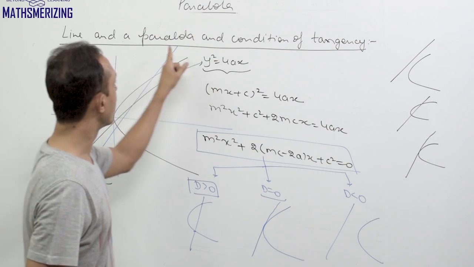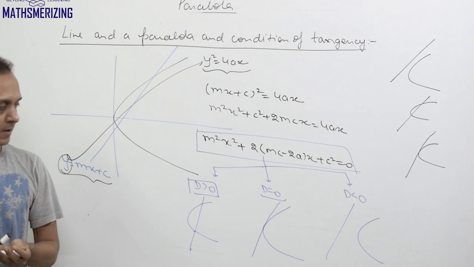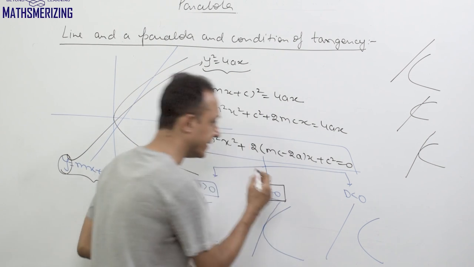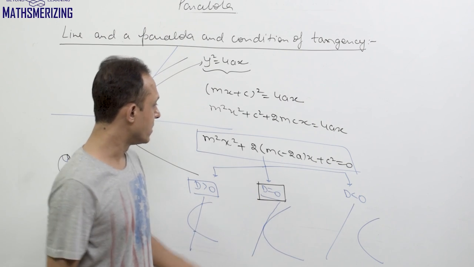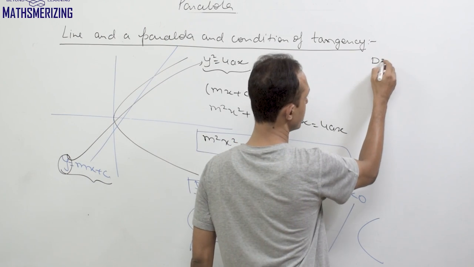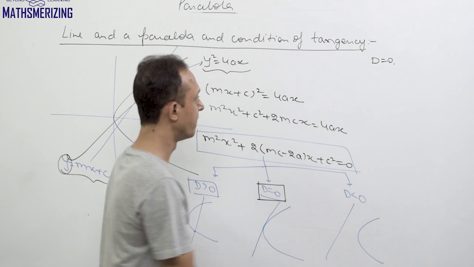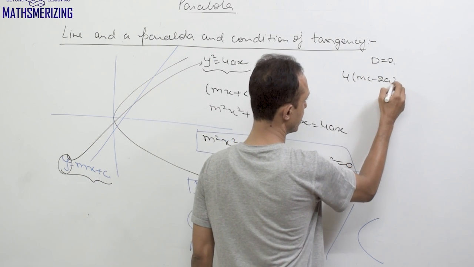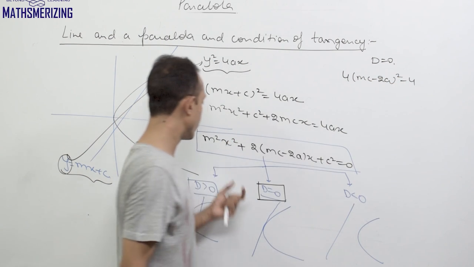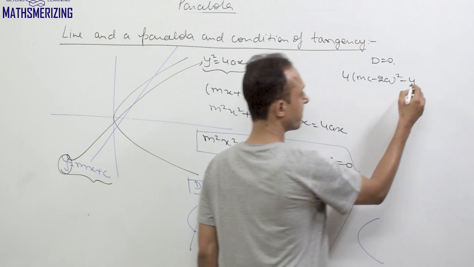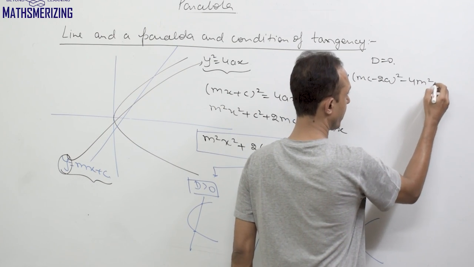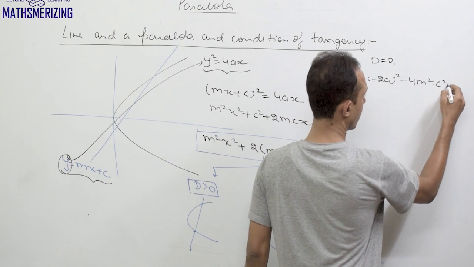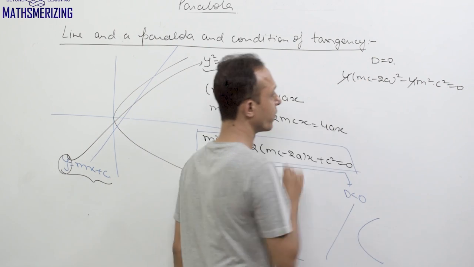Now we also need to work out the condition of tangency. We know that for the condition of tangency, the value of d should be 0. So if we take d equals 0, we can write b square minus 4ac: b square is 4 into (mc minus 2a) whole square, and then minus 4 times a, which is m square, times c square, and it should be 0. So I'll cancel this 4 with 4.